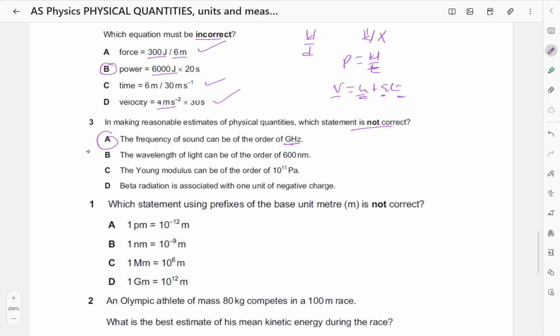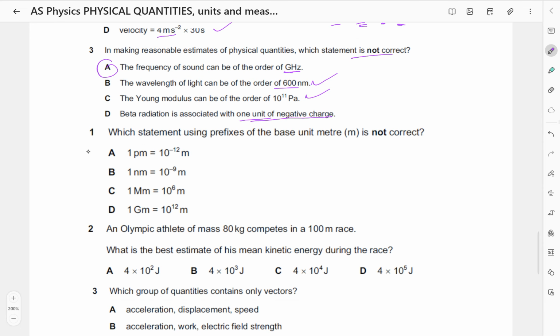The wavelength of light, that one is fine, 600 nanometers. Young modulus is 10 power 11 pascals. Beta radiation is associated with 1 unit of negative charge. That is very true. Whenever we talk about beta, we refer to beta negative.